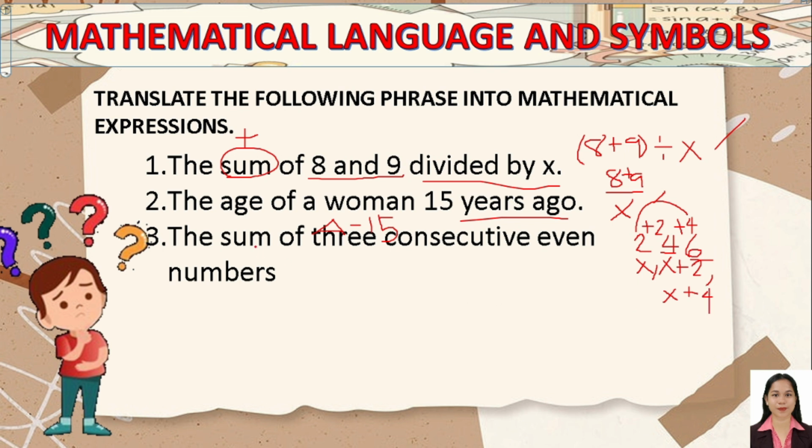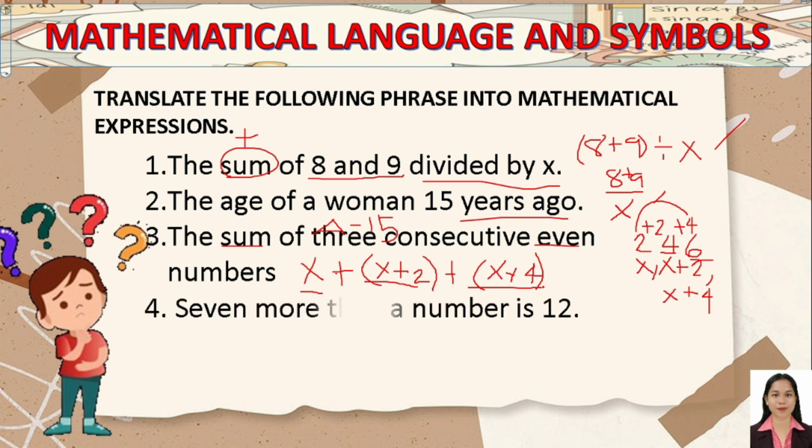Therefore, the sum of 3 consecutive even integers, if we are going to translate this into an expression, sum, you are going to add them. Since hindi given dyan, we represent the consecutive even integers by the variable x. So we have x plus (x plus 2) plus (x plus 4). So that is the sum of 3 consecutive even integers.